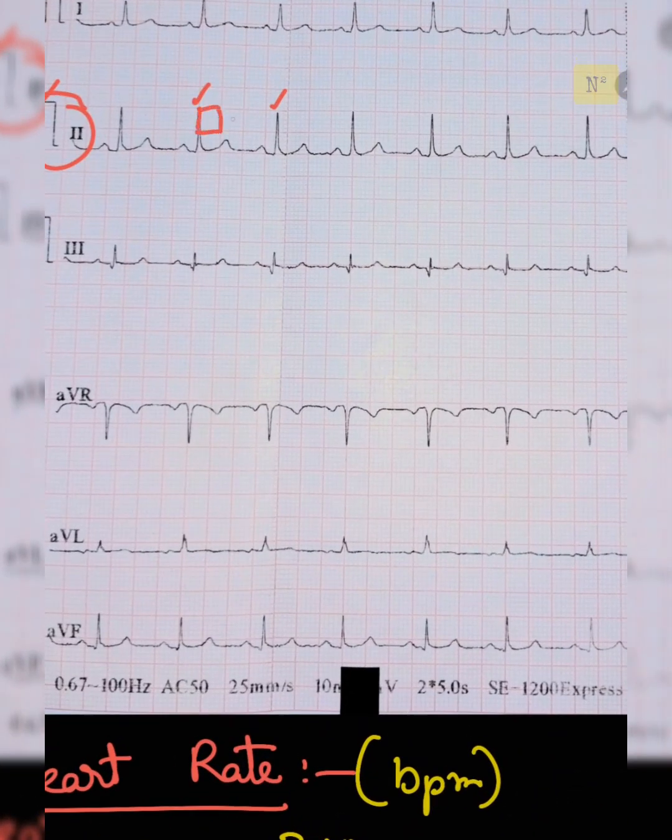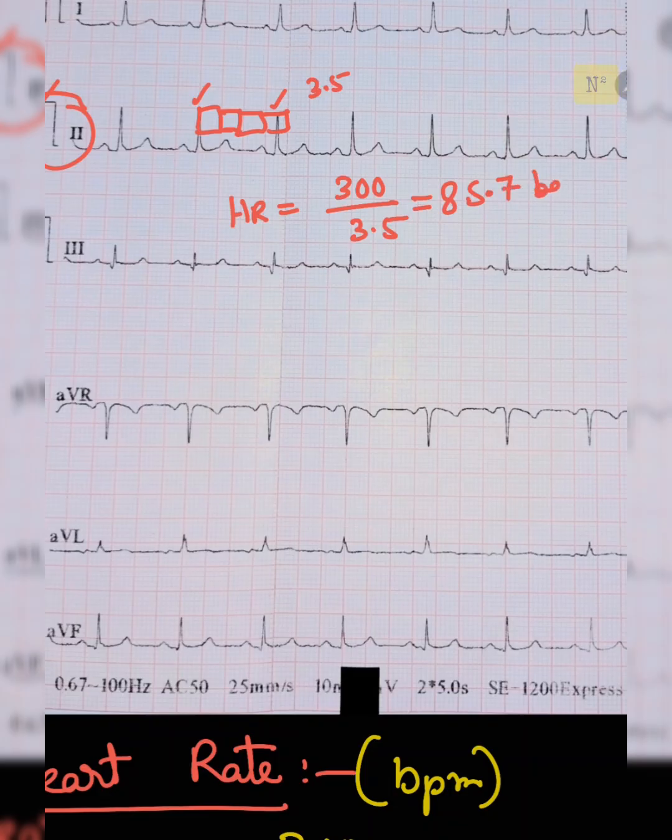So this is one box, this is two box, this is three box. So there are about 3.5 large boxes. If you are using the large box calculation, I told you heart rate is equal to 300 divided by 3.5. The value after calculation comes out to approximately 85.7 beats per minute.